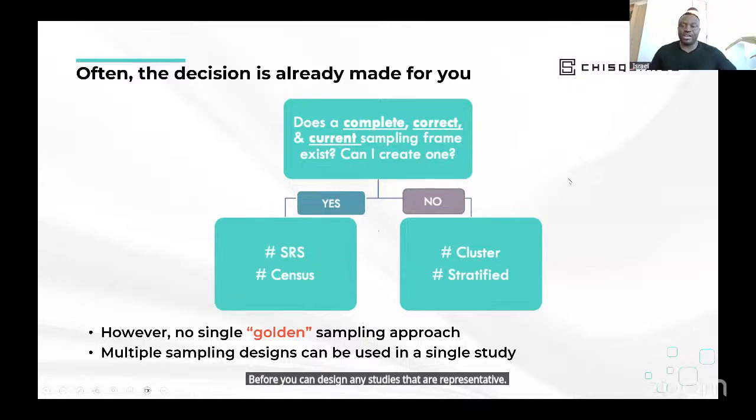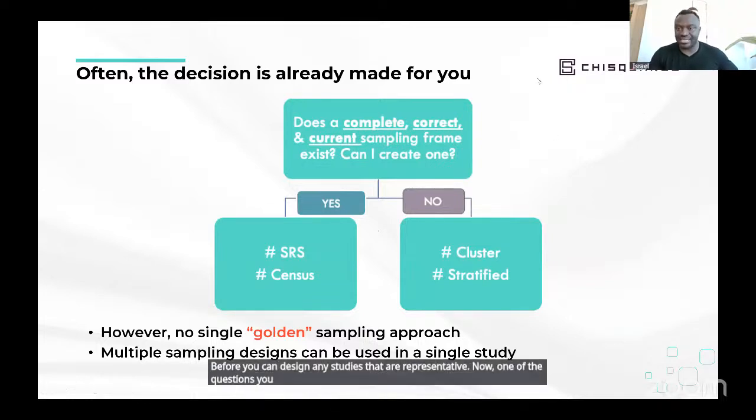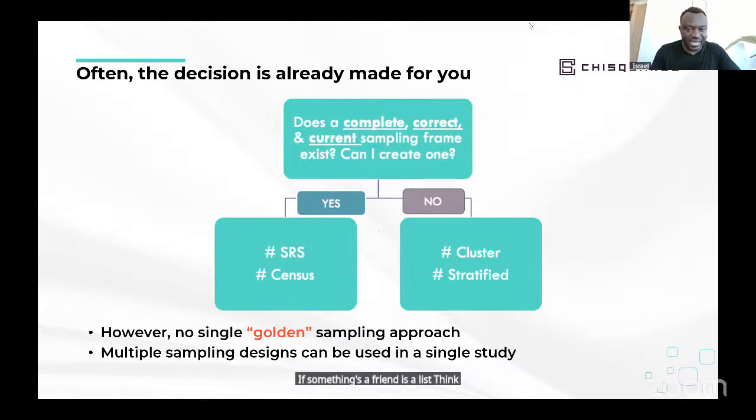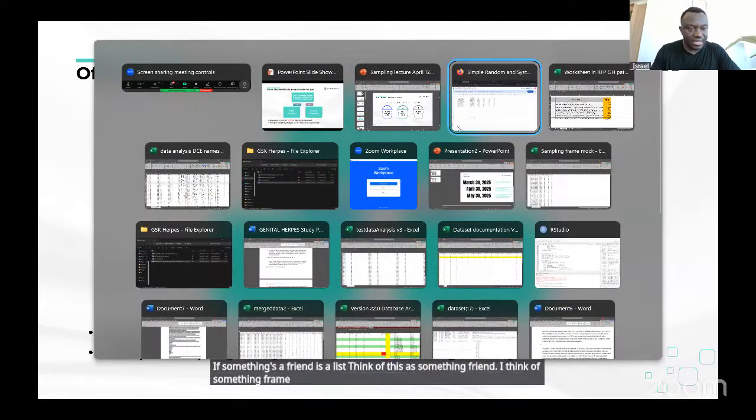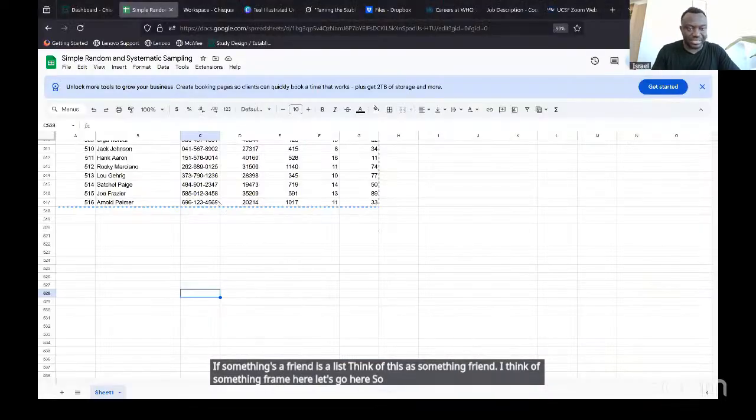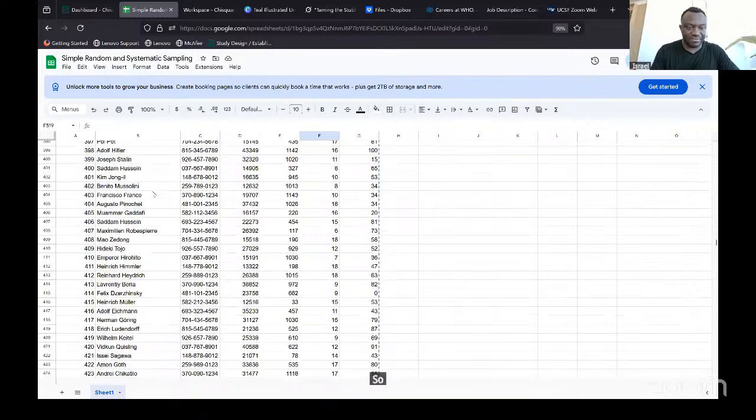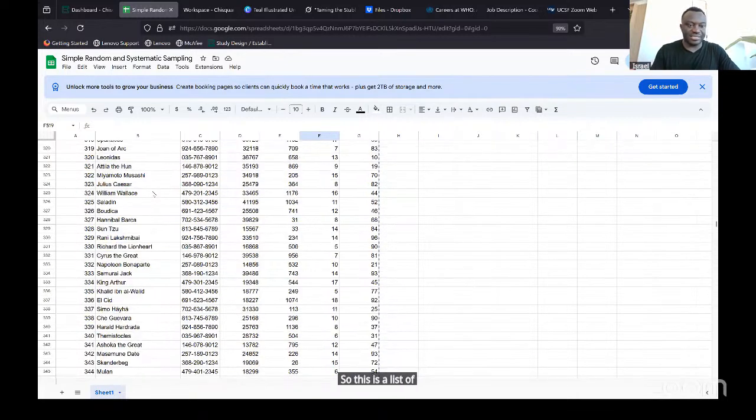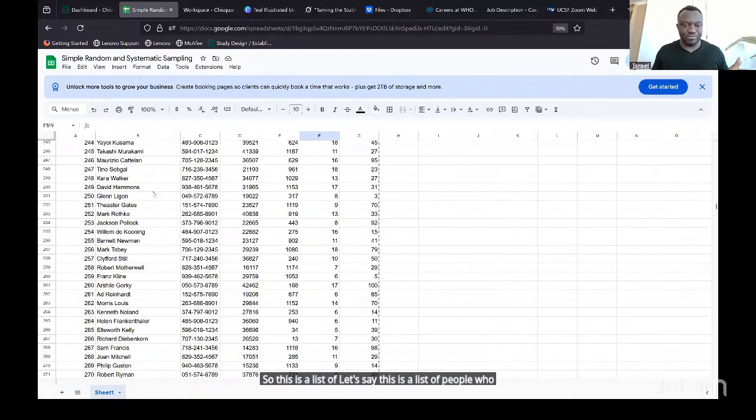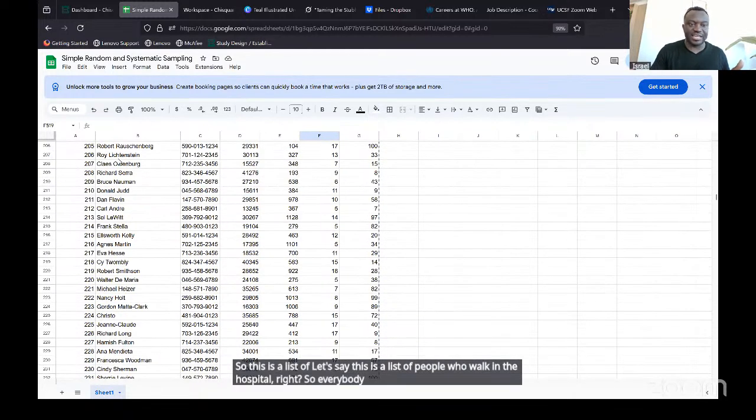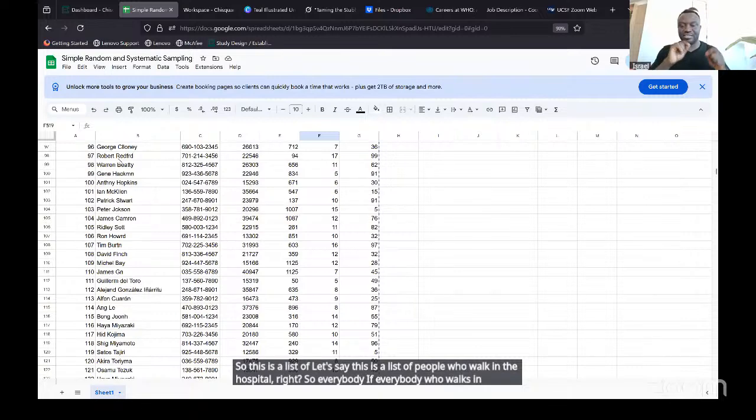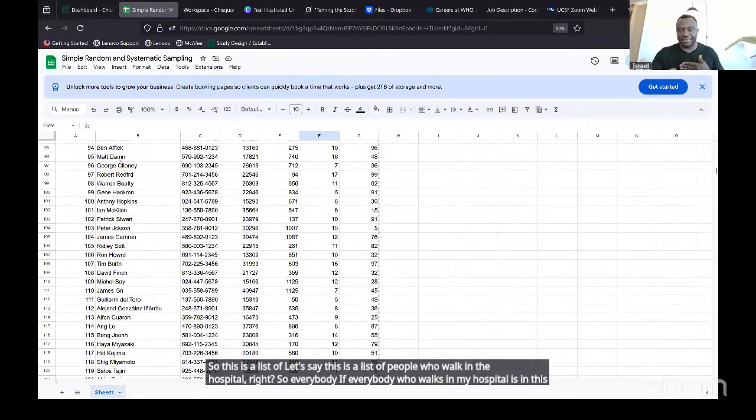Now, one of the questions you need to ask yourself practically when you're designing a study is, do I have a sampling frame? A sampling frame is a list. Think of this as a sampling frame. I think I have a sampling frame here. Let's go here. So this is a sampling frame, for example. Let's say this is a list of people who work in a hospital, right? So everybody who works in a hospital is in this list. This is what we call a sampling frame.